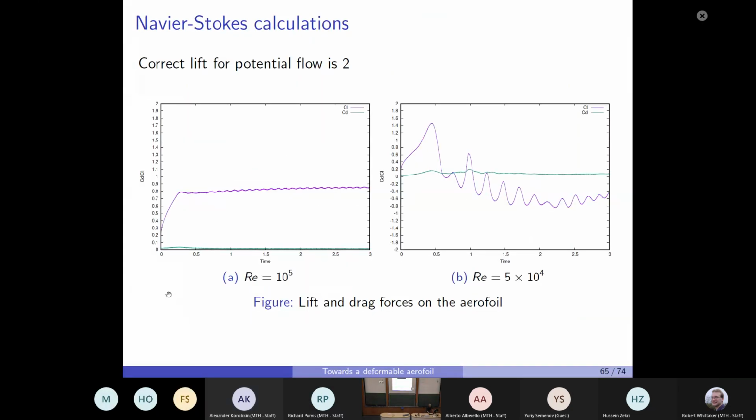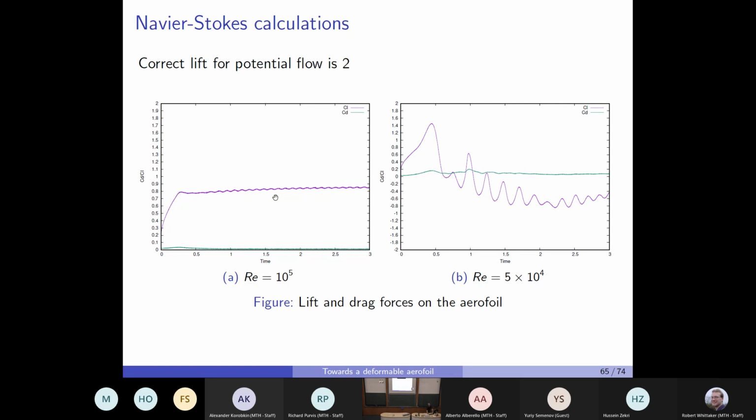Back on. I'm sharing again. Just to indicate also partly the problem here. This figure on the left, concentrate on the purple curve rather than the green one. The green one here is showing the drag from those simulations. The purple curve is the lift coefficient as it evolves in time.